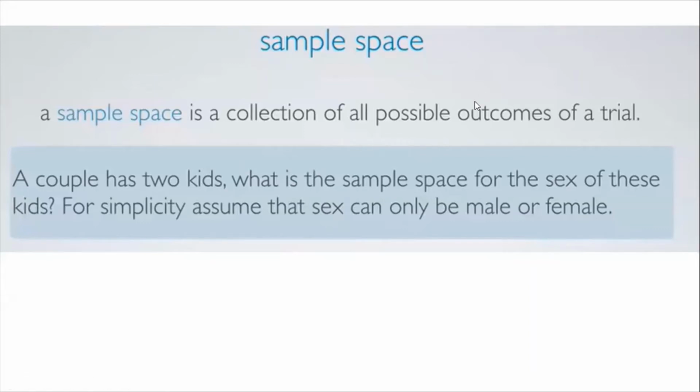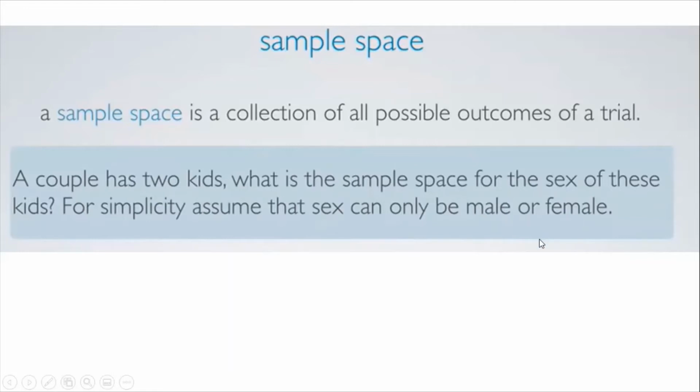So what if we do it 2 times? We toss a coin 2 times. We get head for the first time, and then we will get head or tail the next time, the same way. So here's an example. A couple has 2 kids. What is the sample space for these kids? For simplicity, assume that each kid can only be male or female.